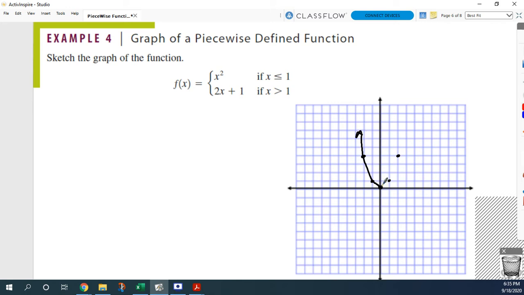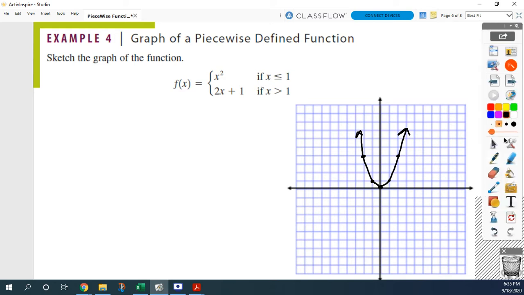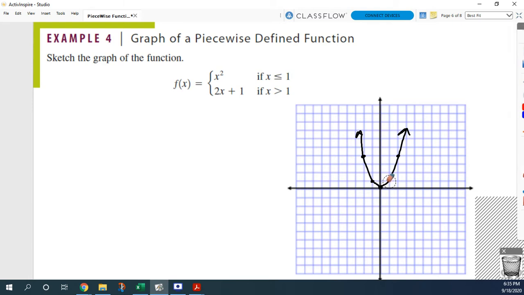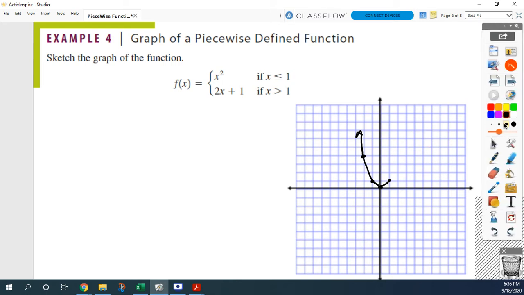So our graph would look like that. But now we're going to go ahead and erase the part of the graph that we don't need. So we only want the portion of the graph where x is less than or equal to 1. So I'm going to go over here and say, all right, I'm at 1, and I want to keep the part where x is less than or equal to 1, so that's going to be to the left. So then basically I need to erase everything else. So that's the portion of the graph that we would want to keep.